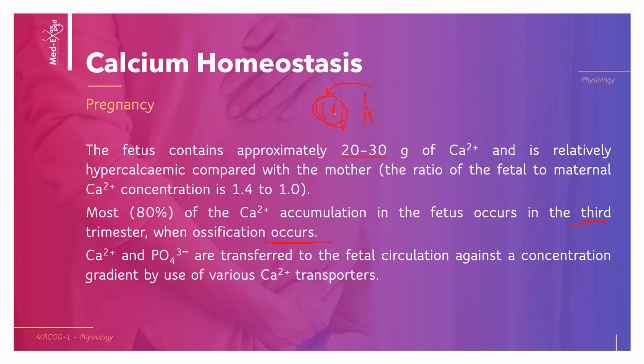So the fetus is considered hypercalcemic in comparison to the maternal circulation. That's why calcium, when transferred from the mother to the fetus, goes against the concentration gradient and needs a carrier protein and energy, or what's called active transport. And also most of this calcium will be accumulated in the fetus in the third trimester when ossification occurs.